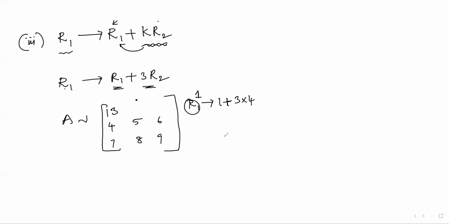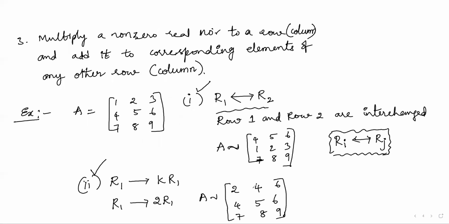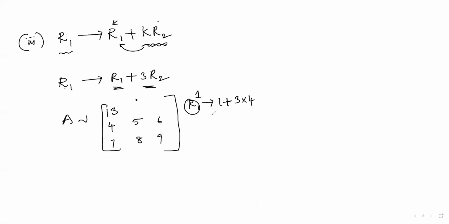Next, 2 was there here. How does it change? 2 becomes 2 plus 3 times the corresponding element of R2, which is 5. So 2 plus 15, that is 17. Next, what was the third element of R1? 3. 3 becomes 3 plus 3 times 6, which is 18 plus 3, 21. Hope you are clear. This is the third elementary operation.